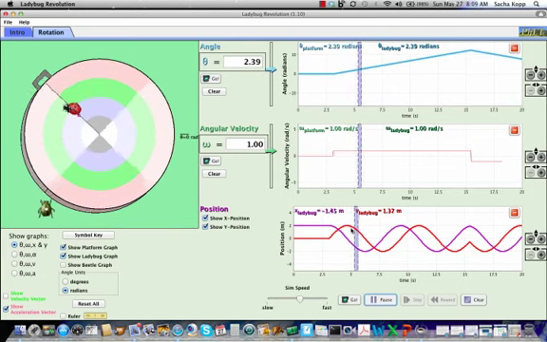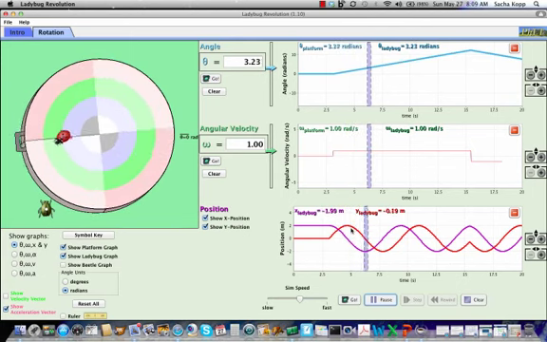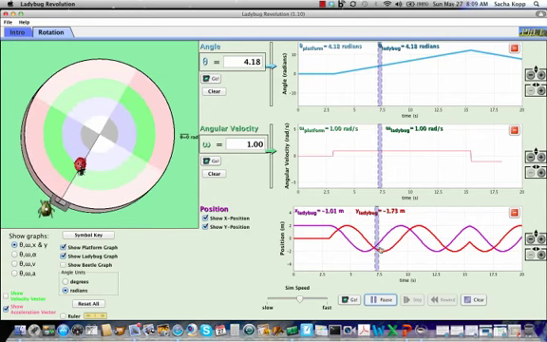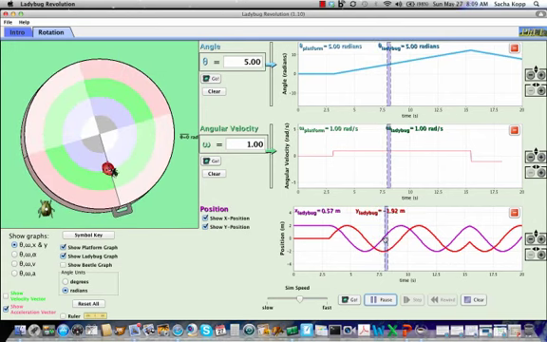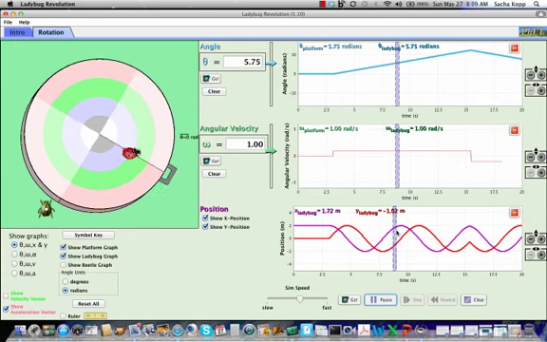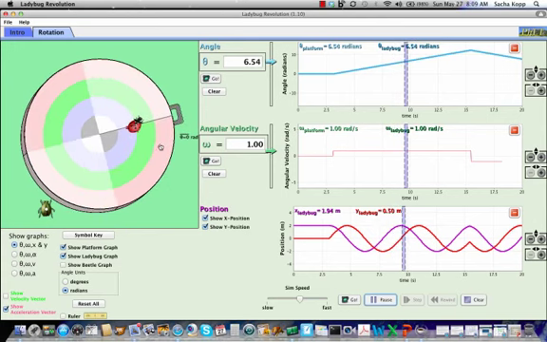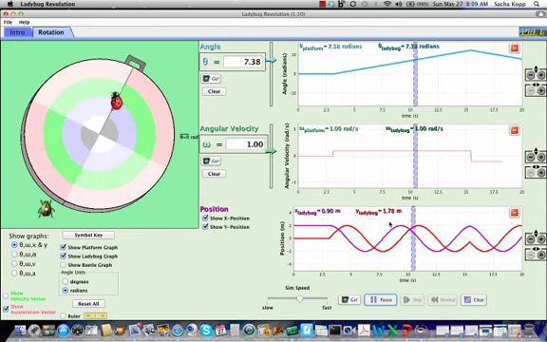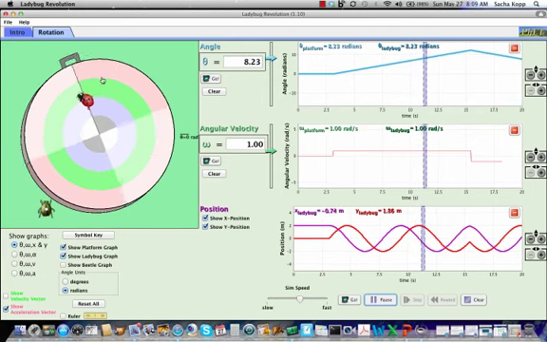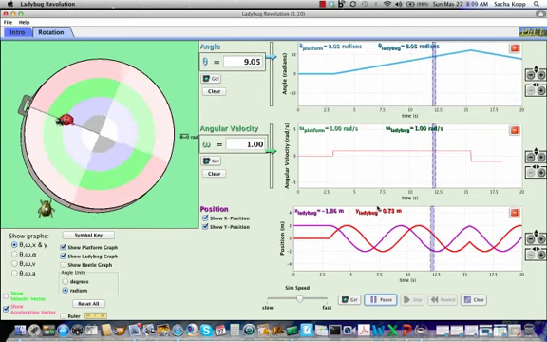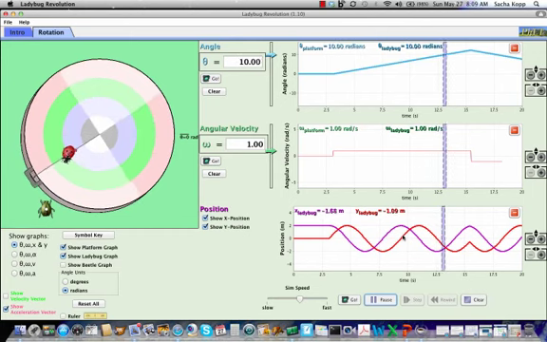And x and y are doing this complicated thing where at various times, here's y of 0 corresponding to the bug being down at the bottom. Here's x of 0 corresponding to the bug being over here to the side. Here's y of 0 again, corresponding to the bug being at the top. These graphs look like sines and cosines.